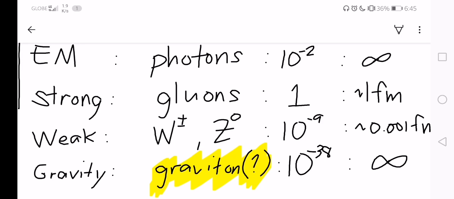Then the weak nuclear force is much smaller in range. It's about 0.001 of a femtometer. And then, of course, we have gravity, which is similar to the electromagnetic force. It can act at very long distances.